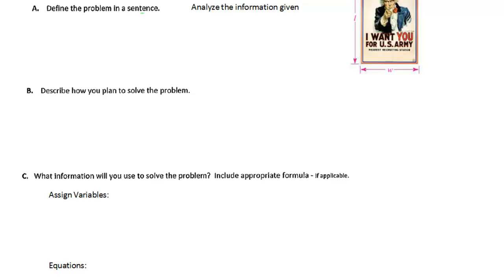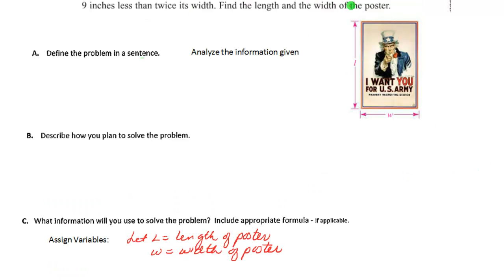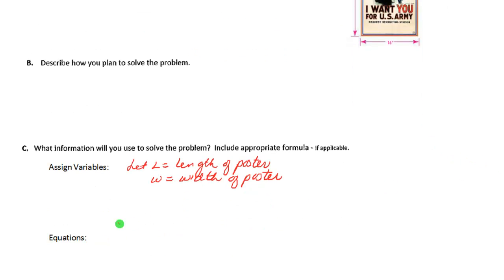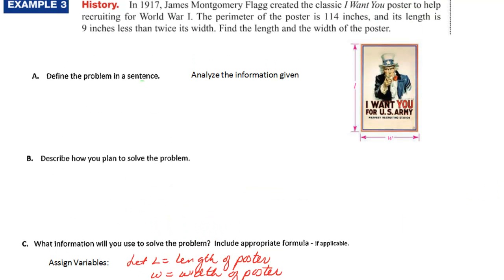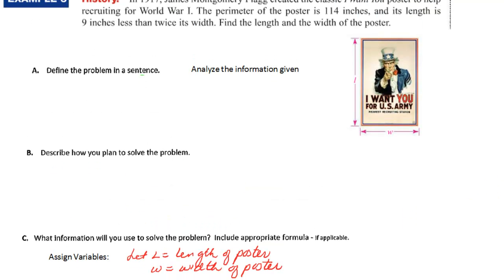So let's do that. Let's let L equal the length of the poster, and let's let W represent the width of the poster. And so we know the perimeter is 114 inches. So perimeter we know is 2 lengths plus 2 widths. So 114 is equal to 2 lengths plus 2 widths. So there's one equation.